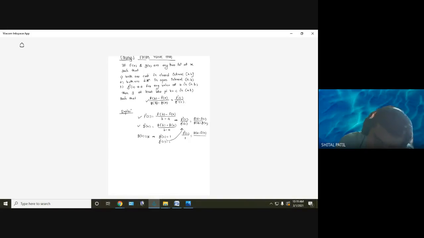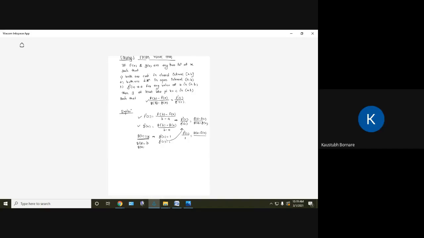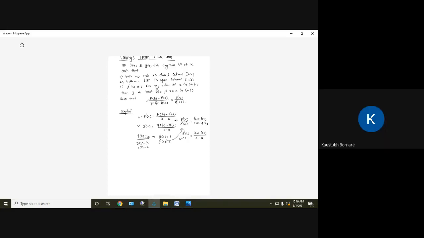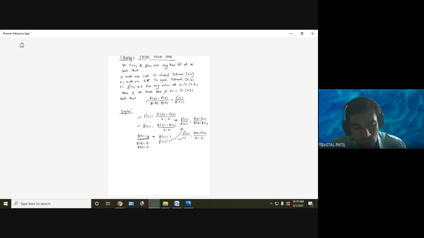divided by g of b. g of x is x, so g of b will be b and g of a will be a. So, we'll get b minus a. And this is the statement of the LMVT, Lagrange's mean value theorem. Remark: Lagrange's mean value theorem is a special case of Cauchy's mean value theorem when g of x equal to x.